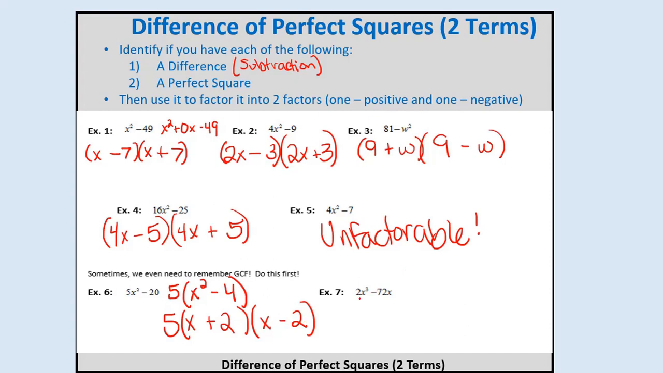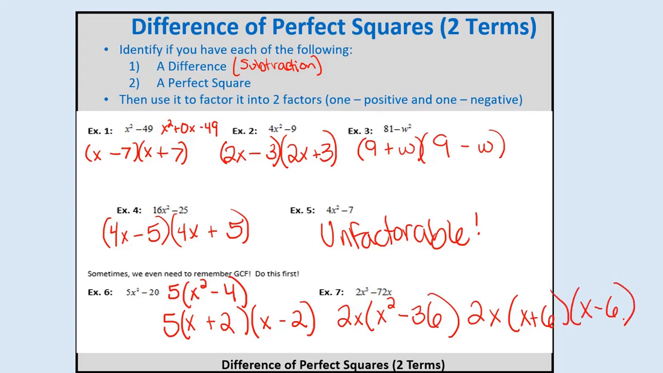Same thing here. They both have a 2 in there, definitely. And do you see how they both have an x to give out to undistribute? So if I did that, I would get an x squared minus 72 divided by 2, 36. Both perfect squares, subtraction in the middle. So I can factor further to x plus 6, x minus 6 for that problem.